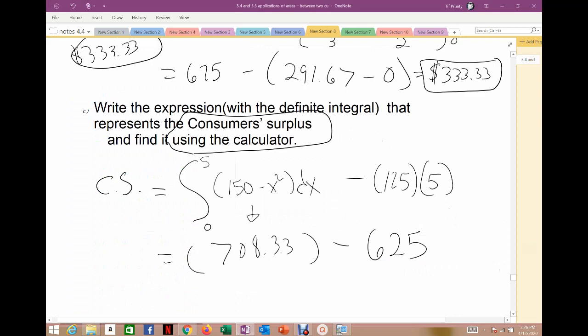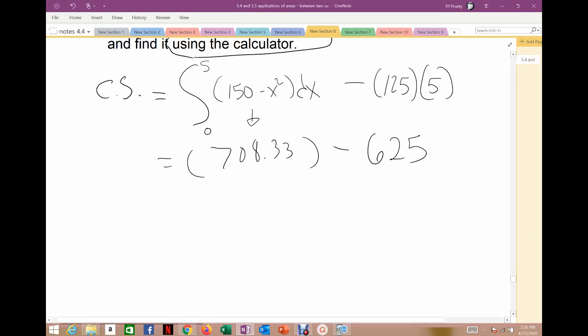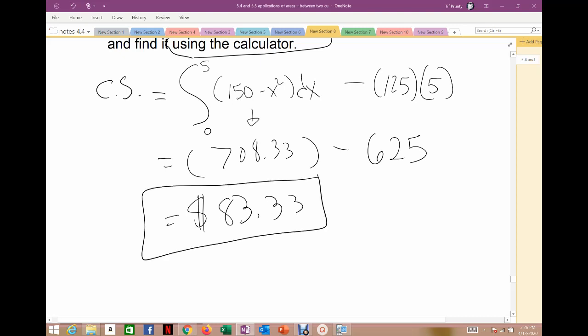And then I subtract away the revenue. So I take my 708.33, which is my total area, subtract away that revenue, 625, and it comes out to $83.33 is the consumer surplus. All right.